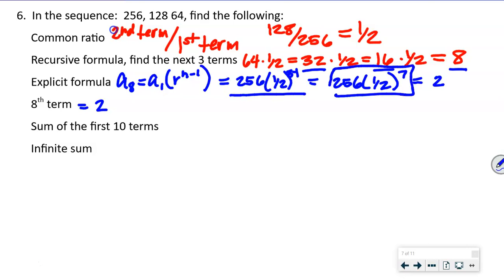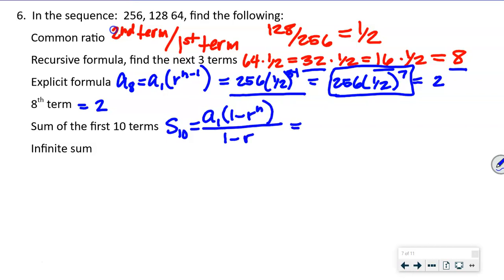Okay? So if it asks you for the formula, that's what you're really going to write. Then it says the sum of the first 10 terms. So that would be the sum of the first 10 terms. So then we're going to put our a1 here again, and we're going to multiply that times 1 minus r to the n power divided by 1 minus r.